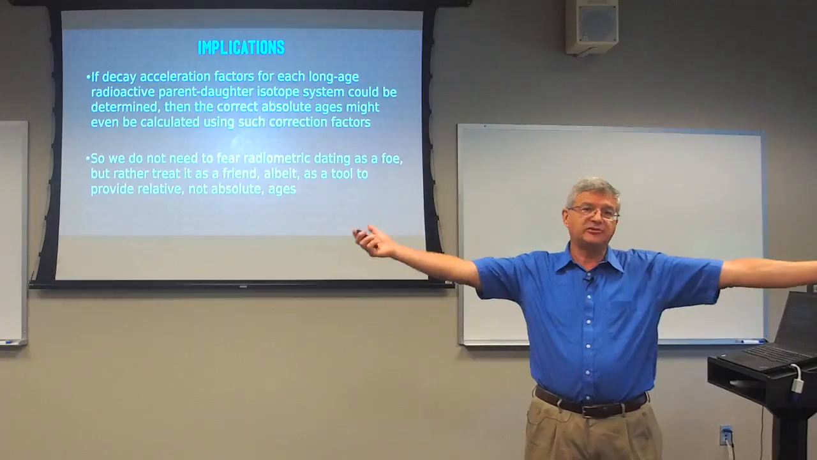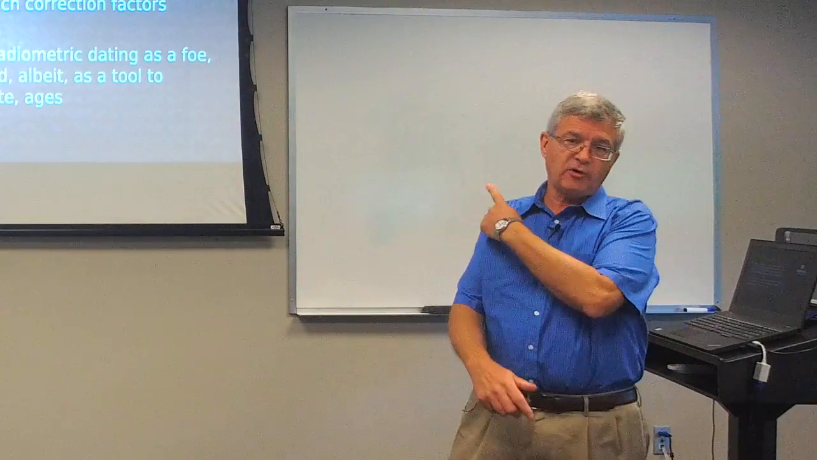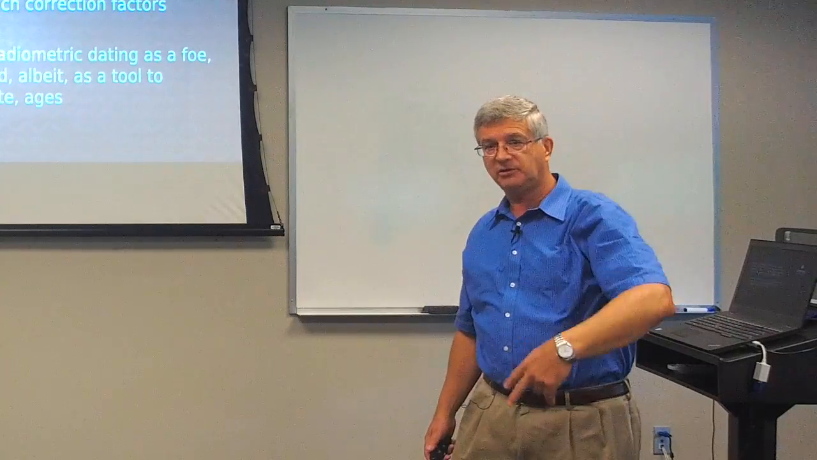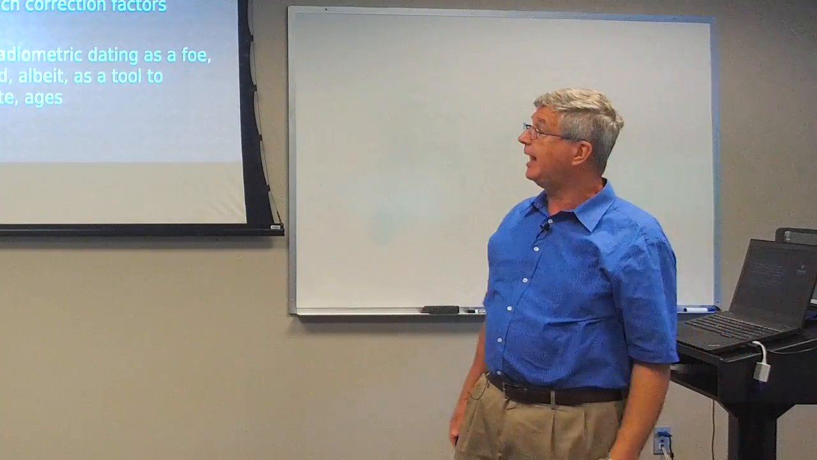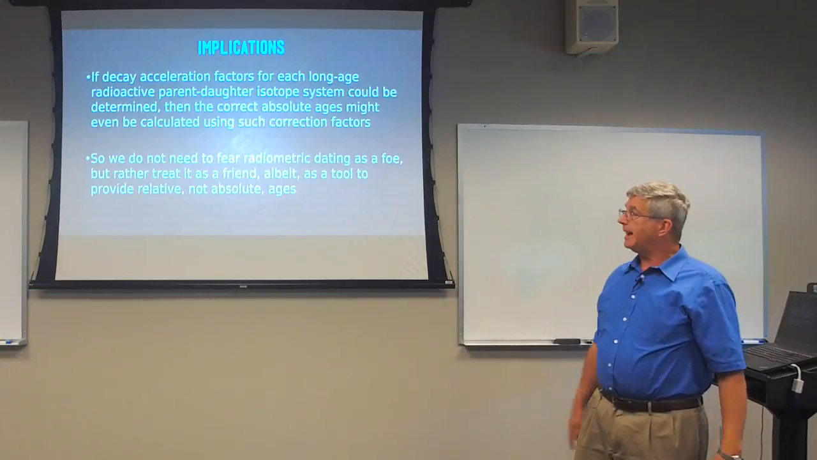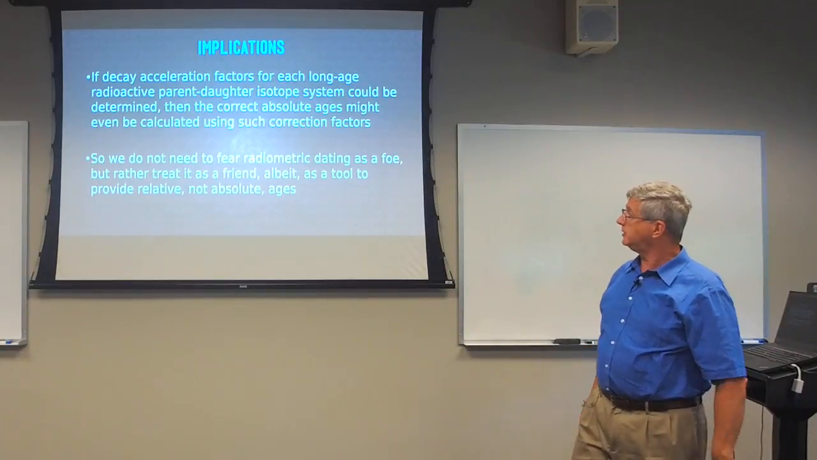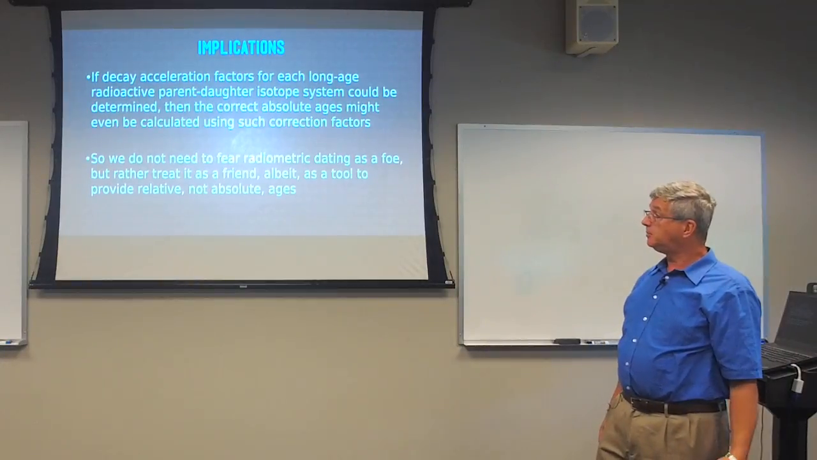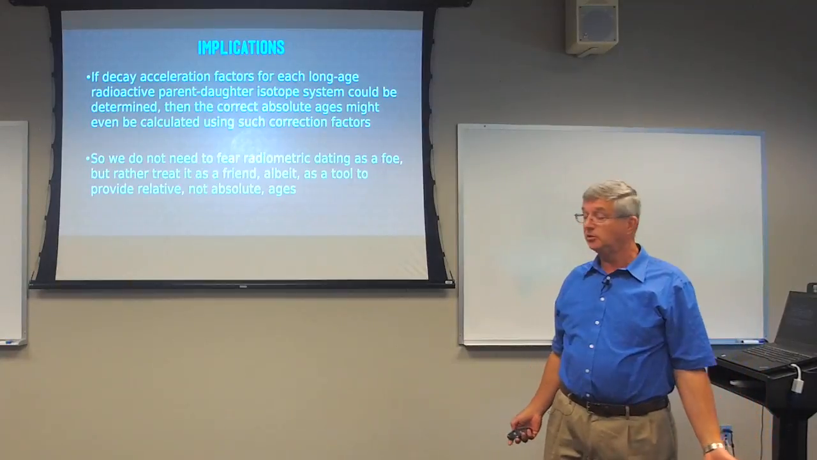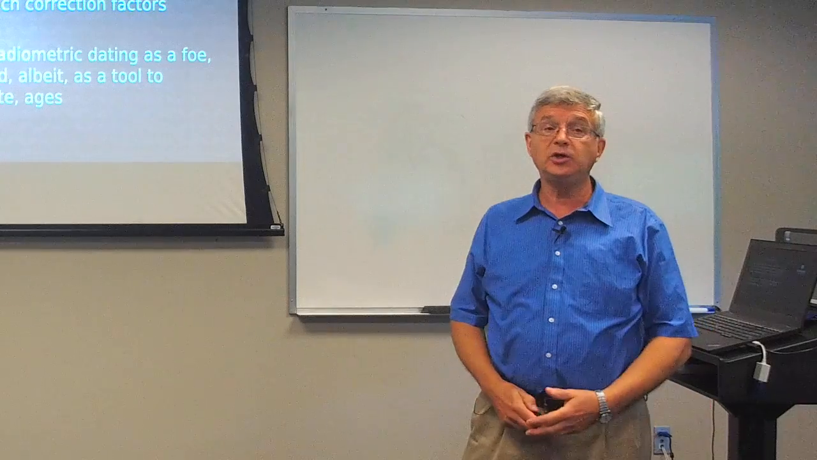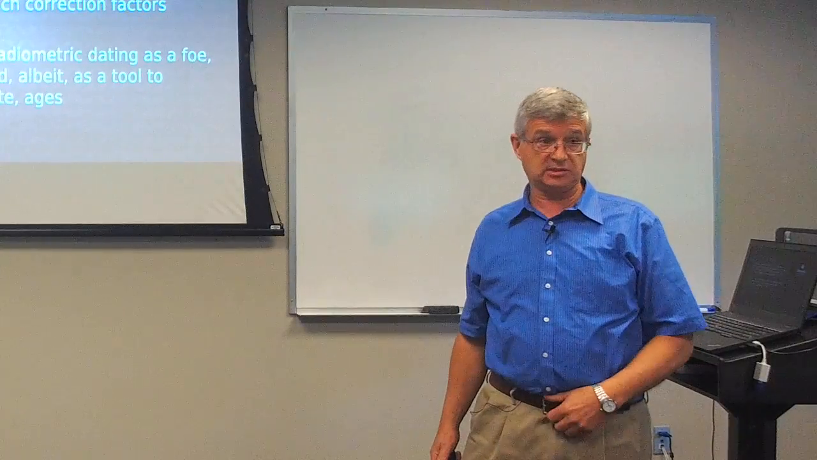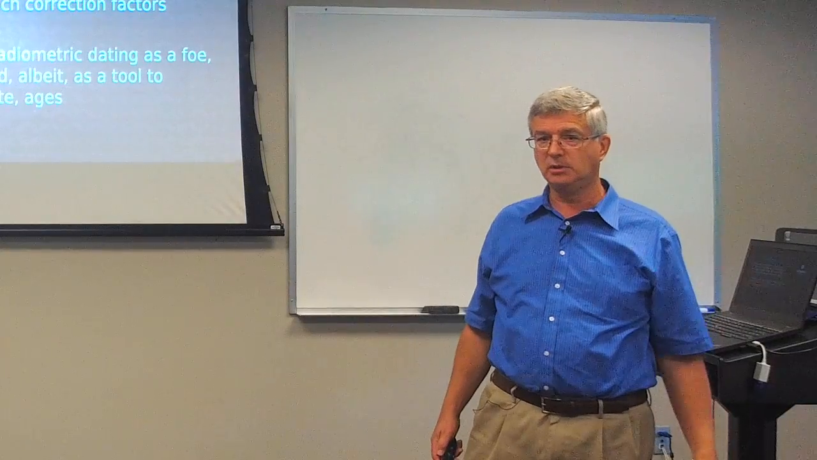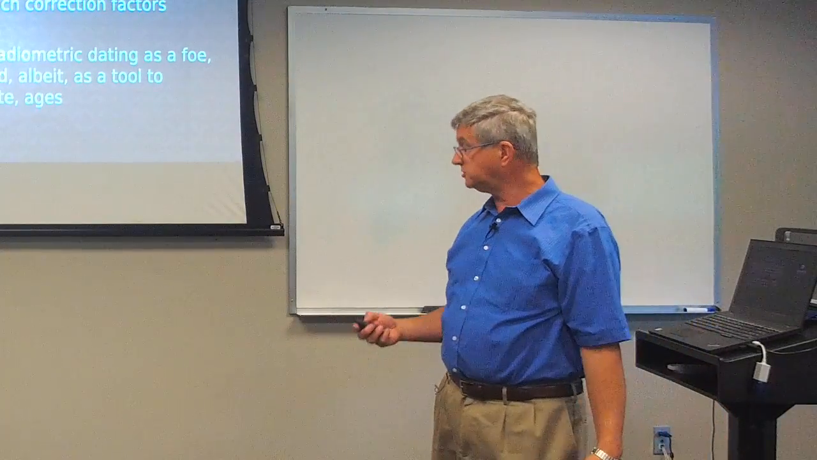I mean, that's a wild hope, but we can see before that there's also contamination and inheritance that will affect the resultant age, so we have to be careful of that. The point I want to make is we don't have to fear radiometric dating as a foe, but rather treat it as a friend, albeit a tool to provide relative, not absolute ages. And we can also use it for provenance, that is, to find out the origin or the geographic origin of a sample by looking at its isotopes.